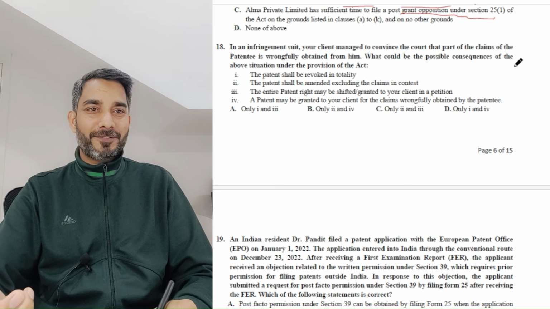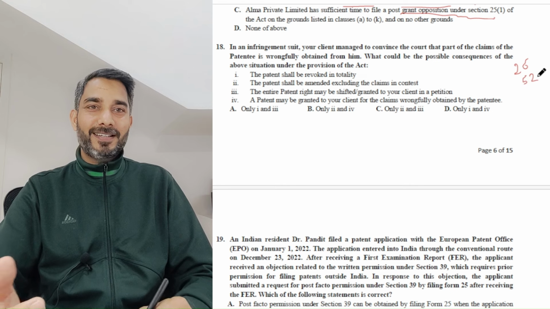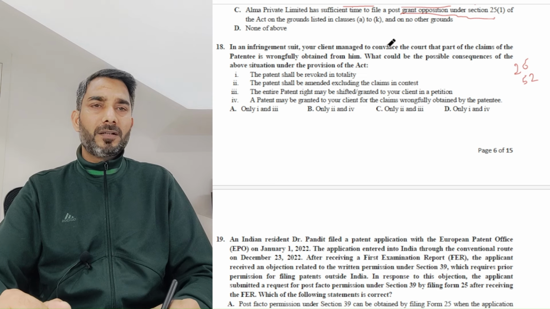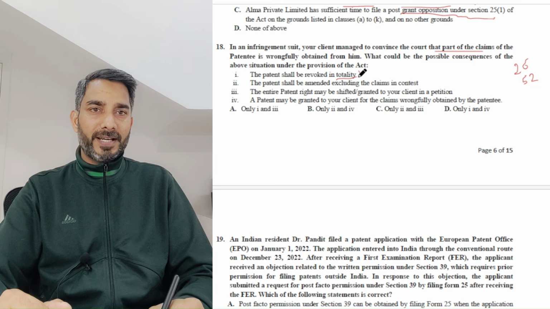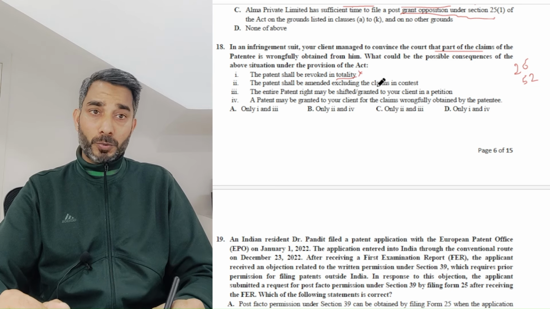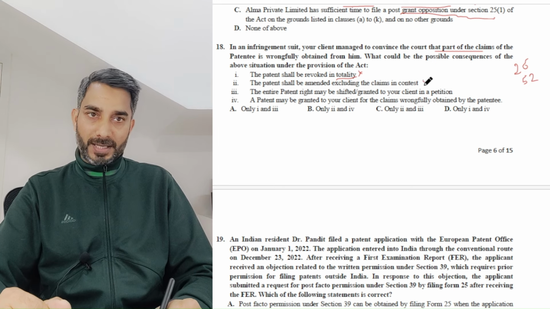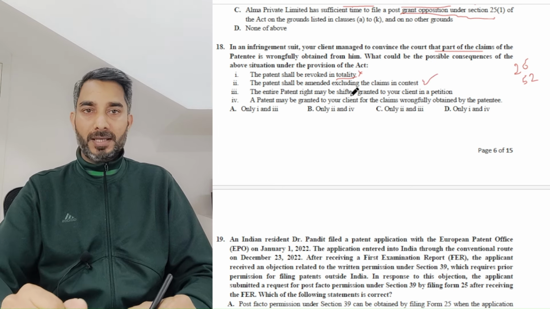Again, 26 and 52, right? What could be the possible consequence of the above situation under the Patents Act? The patent shall be revoked in totality. Why in totality? Because it says part of the claim. So totality is not right. The patent shall be amended excluding the claims in contest. Yes. So the claims which were wrongfully obtained can be removed and the patent can be kept that way.